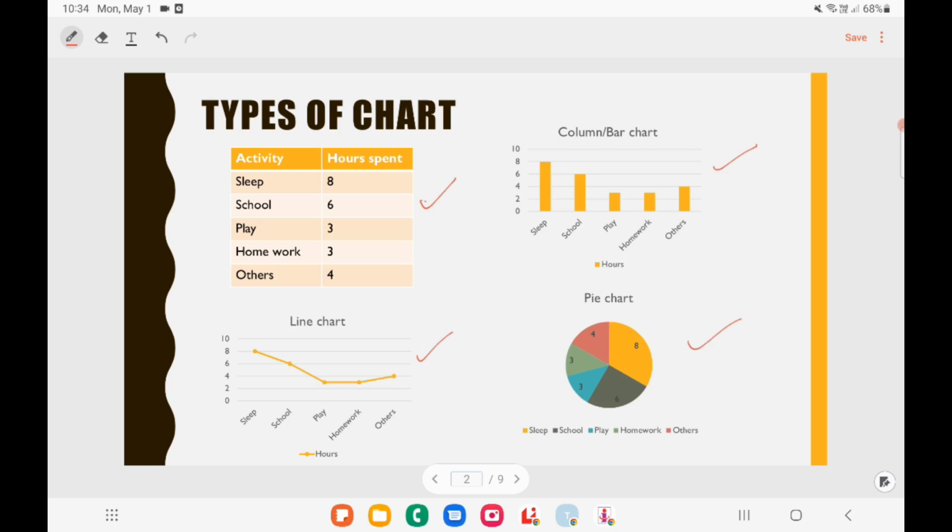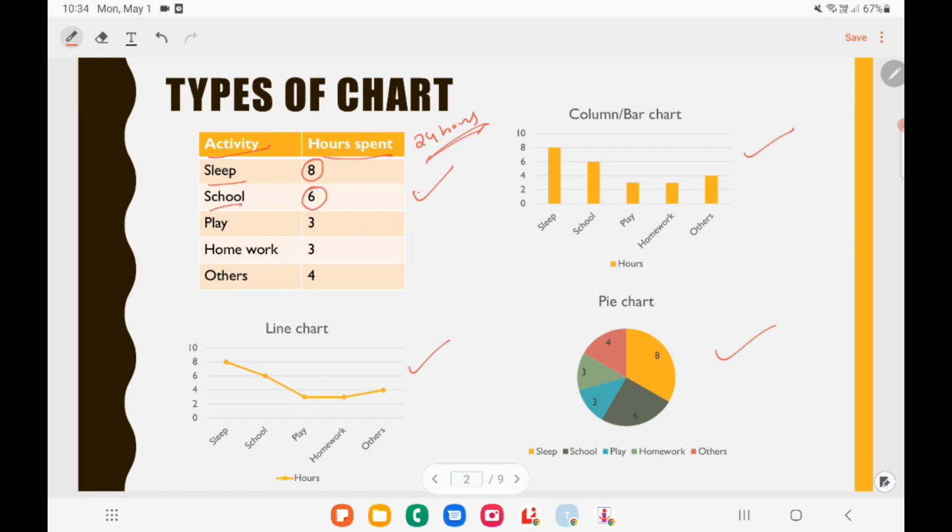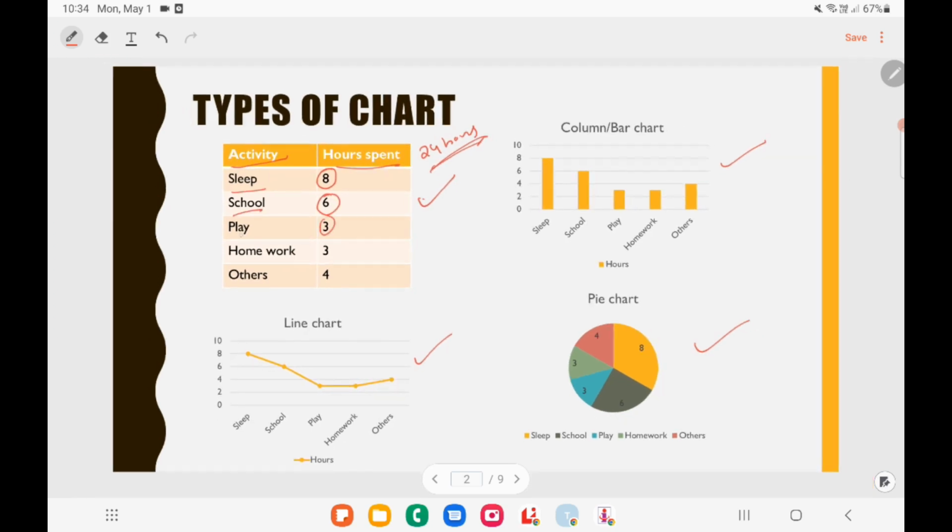Okay, so here I have given an example for you to understand. So there is an activity and there are hours spent. So this is the hours spent in a day. So in a day there are 24 hours, right? So a student, in that 24 hours, 8 hours he will sleep, 6 hours he is going to school, 3 hours he spends playing, and 3 hours he will do the homework, and the rest 4 hours is given as others. So this is a data. So this is a column data.